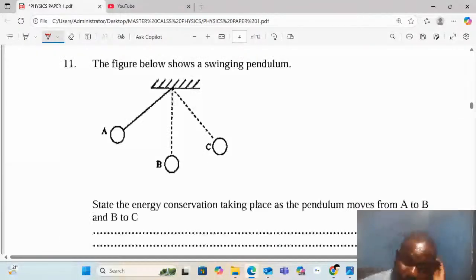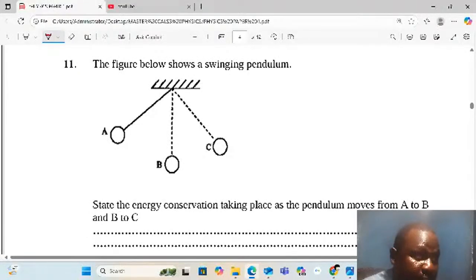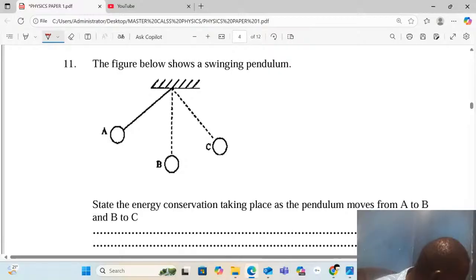The figure below shows a swinging pendulum. You are told to state the energy conversion taking place as the pendulum moves from A to B and then to C. At A and C, the body will be coming to some rest.